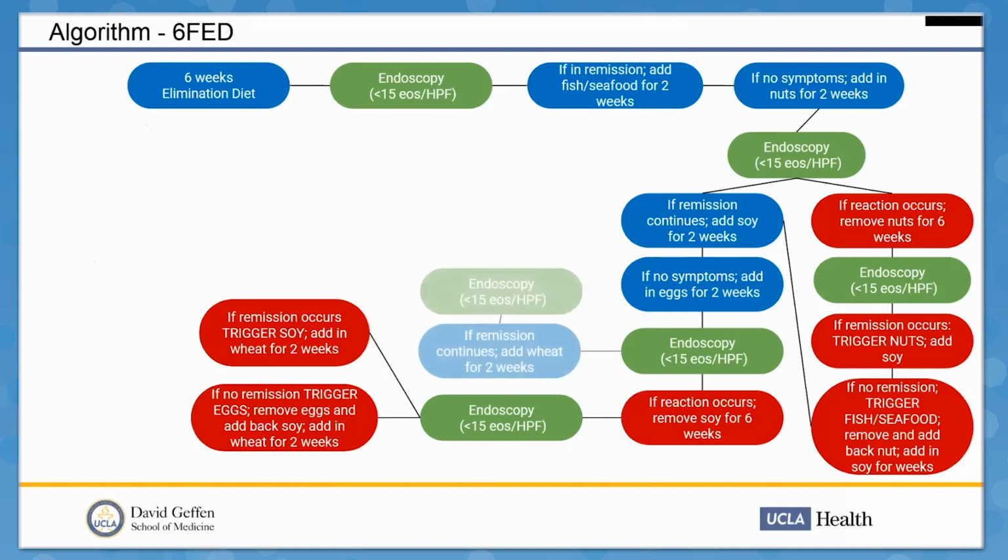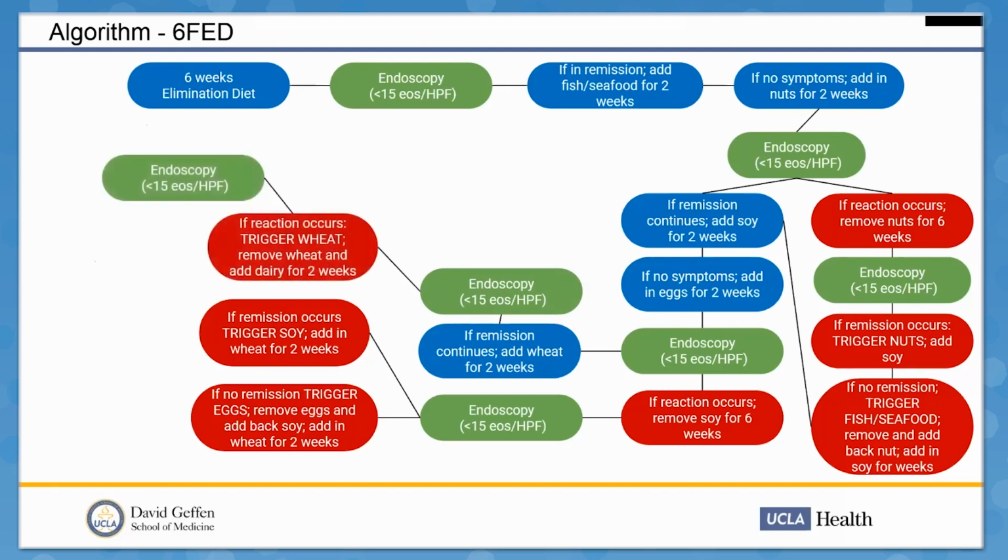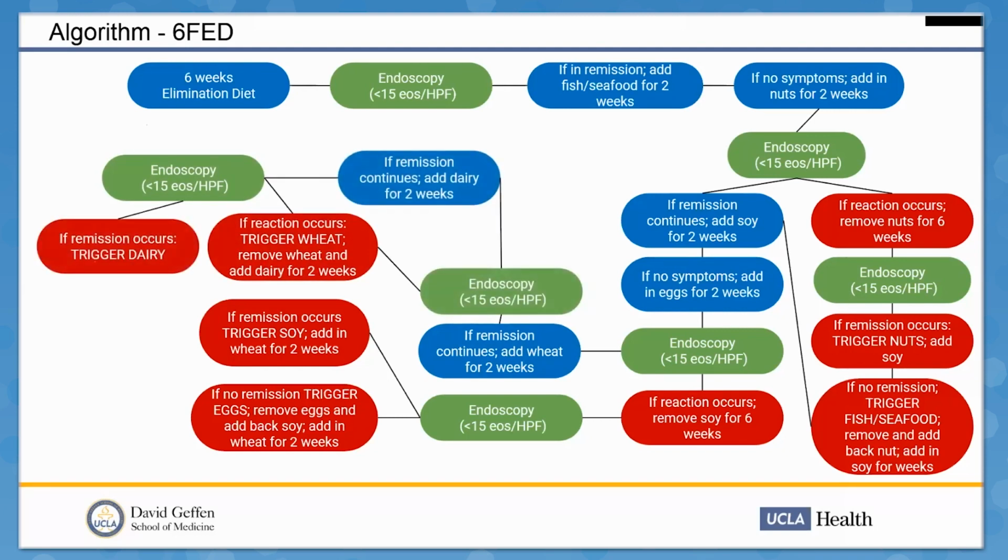We then move into what we do with wheat and with dairy, where we really want patients to be doing them one at a time. So we have them move into the wheat reintroduction. They bring wheat back into their diet if they're in remission, and they do that for 2 weeks and have another endoscopy. If they have a reaction, we know wheat is a trigger, they have to remove it, and they can bring in dairy. If, however, remission is achieved, it means wheat is not a problem, they add in dairy, and we do the endoscopy to see if dairy is a trigger.